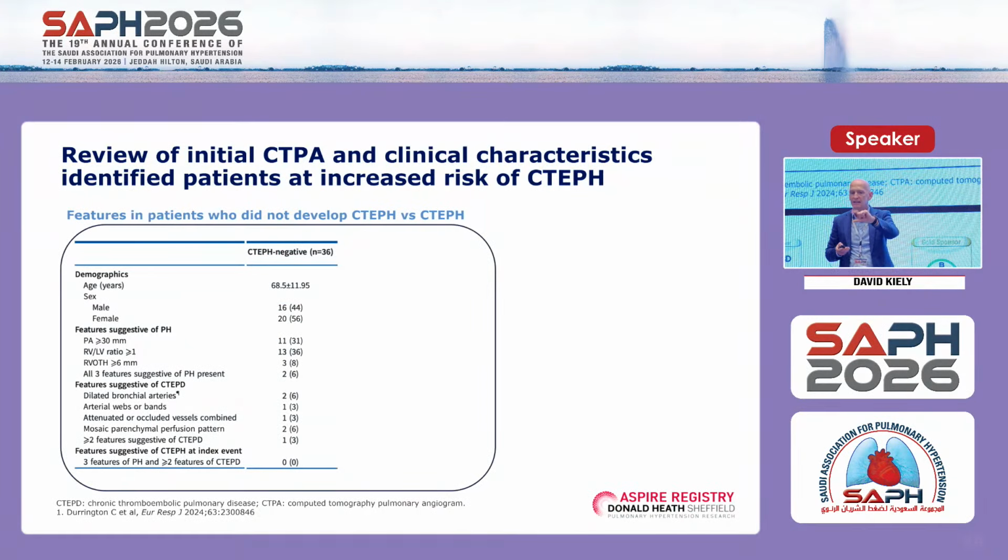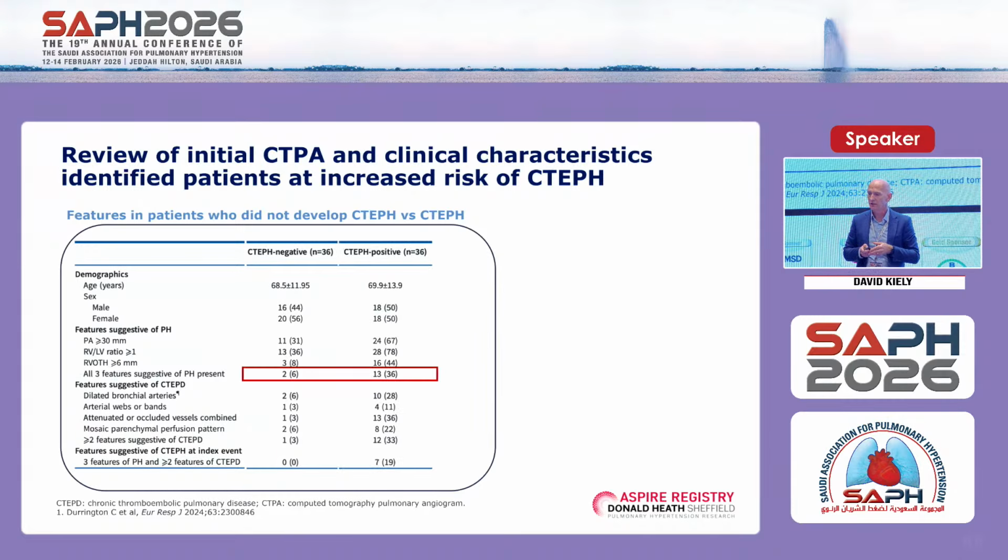What's a really important aspect of that clinic is reviewing the initial CT imaging. When we look at the CT imaging, we identified 41 patients. We had CTs available for 36, and we had a matched control group. We can see here that for patients who didn't go on to develop CTEPH, around a third of our population have got a dilated right ventricle. It's fairly uncommon to see features of chronic thromboembolic pulmonary disease, and we can see here that a few patients did exhibit those characteristics.